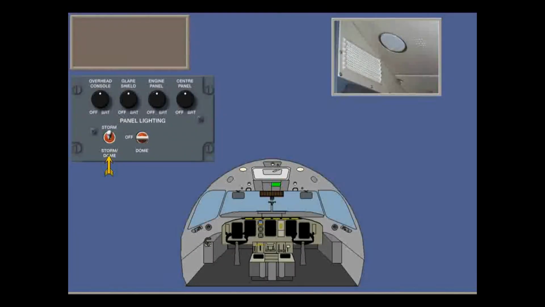In the storm position, the thunderstorm light switch illuminates just the thunderstorm lights. In the storm dome position, the thunderstorm and dome lights illuminate.